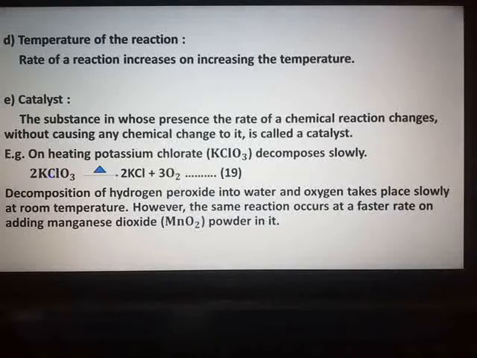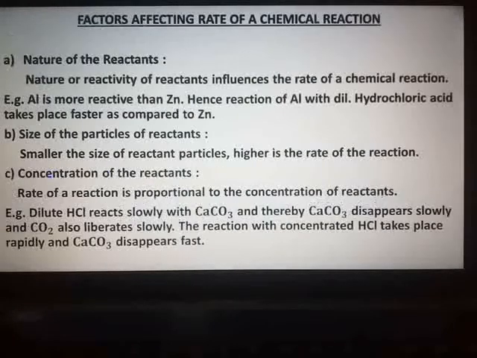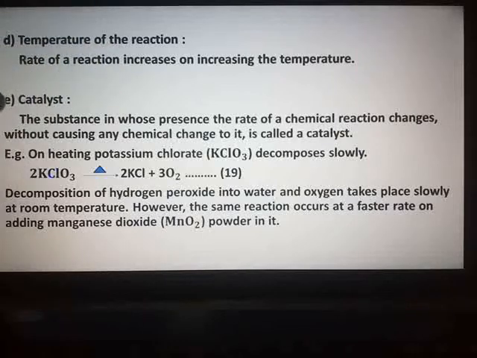Such types of questions will be asked on this part of the chapter, that is, the factors affecting the rate of a chemical reaction. The first factor is the nature of the reactants, second is the size of the particles of reactants, third is the concentration of the reactants, fourth is temperature, and the fifth one is catalyst. Now let us move towards the next part of the chapter, the other two types of reactions, oxidation and reduction reactions.